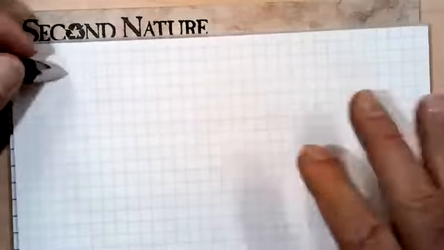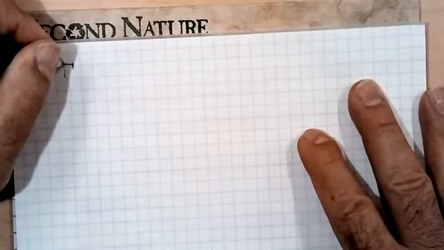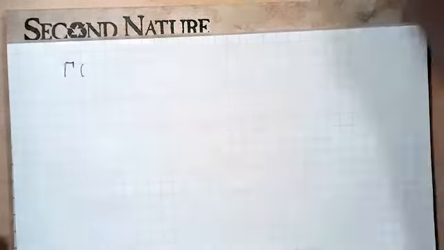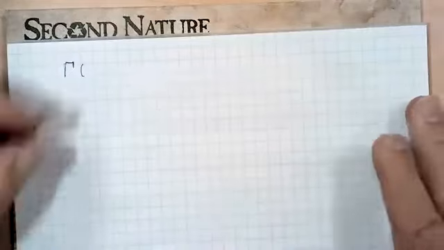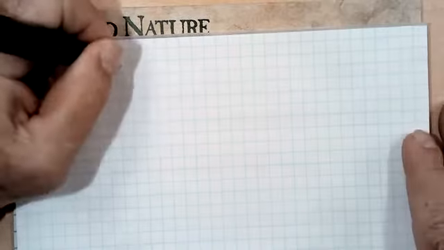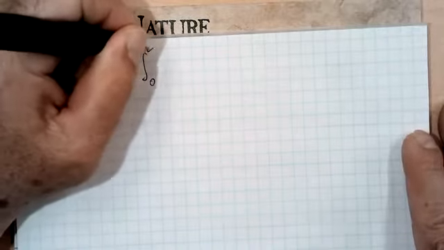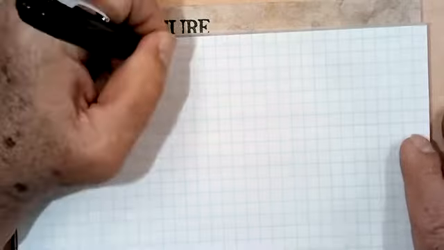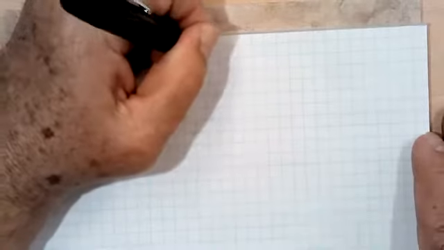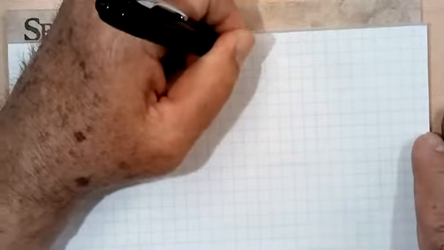Okay, so we are going to start out by talking about the gamma function. Traditionally people define this with the Greek letter nu, because it kind of goes with an n in English. So gamma of nu is defined as the integral from 0 to infinity of e to the minus t, t to the nu minus 1 dt.